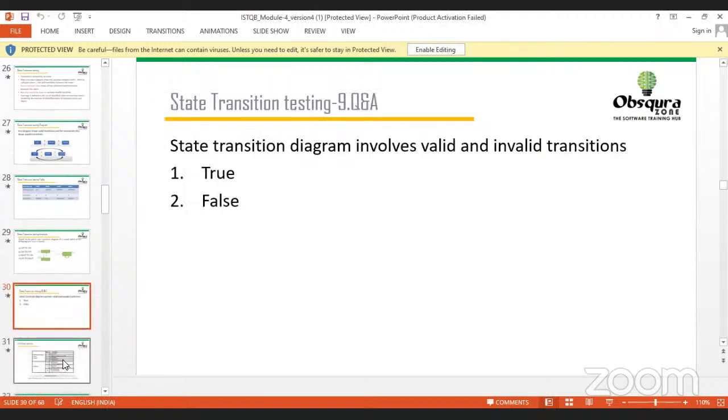State transition diagrams involve valid and invalid transitions. Is it true or false? It is false. Yes.